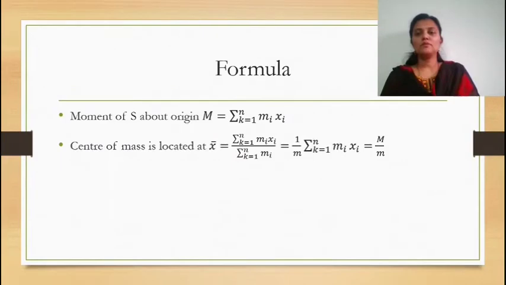The formula to find the moment of the system about the origin is M equal to sigma k equal to 1 to n of mi xi, where mi are the masses and xi are the positions. Center of mass is located at x bar equal to sigma mi xi by sigma mi. From the above formula, sigma mi xi is capital M and sigma mi is small m. So capital M by small m is the center of mass.